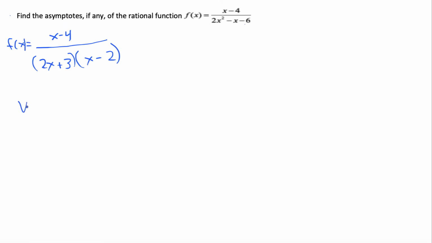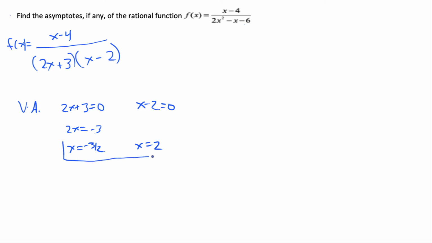So how do we find the vertical asymptotes? Vertical asymptotes are values of x that are not in the domain. So we just set the denominator equal to 0. We set these factors equal to 0, and then we solve. So 2x, in this case, we'll subtract the 3, so x equals negative 3 over 2. And x minus 2 equals 0, so x equals 2. Now remember, these are vertical lines that go through these points on the x-axis. These are the vertical asymptotes.